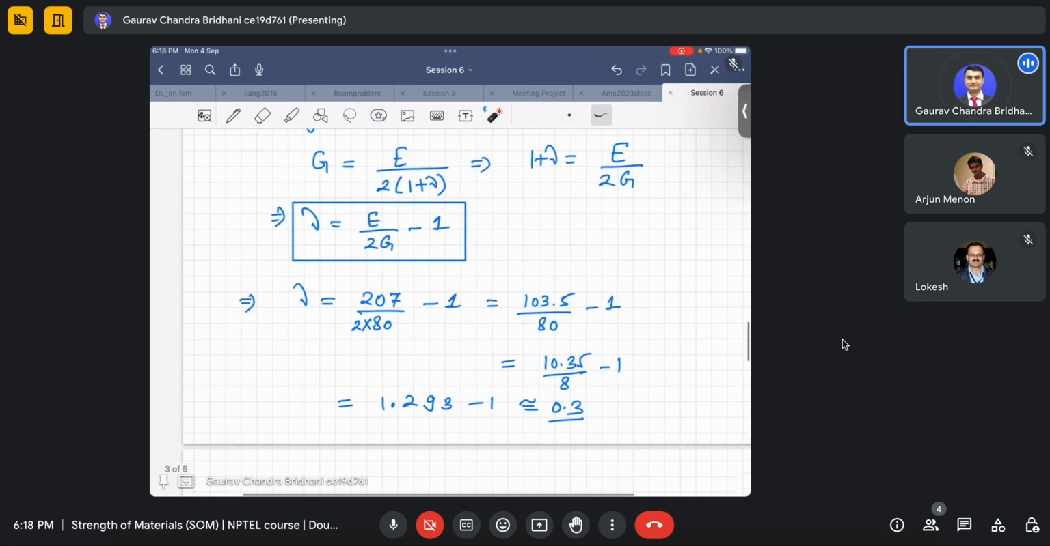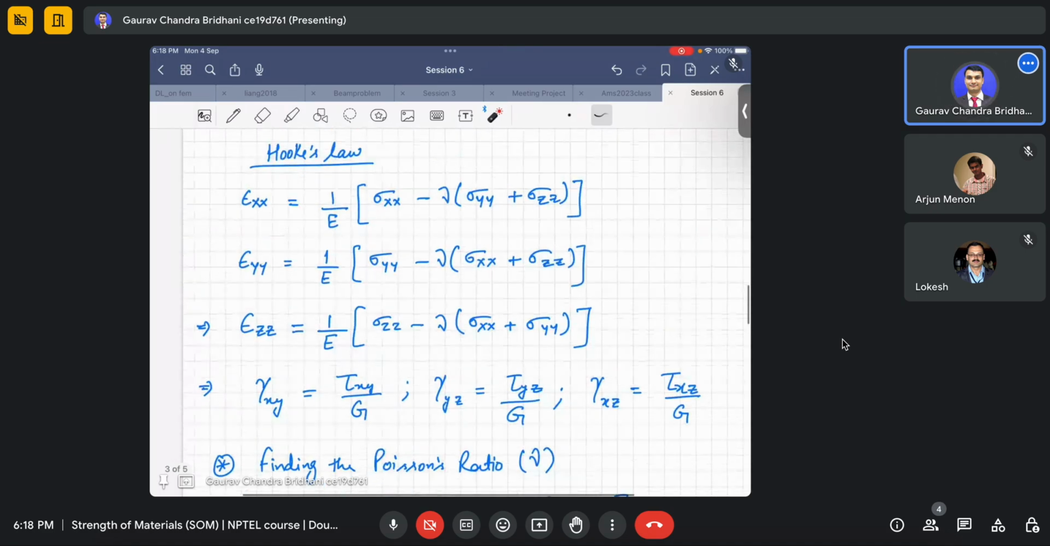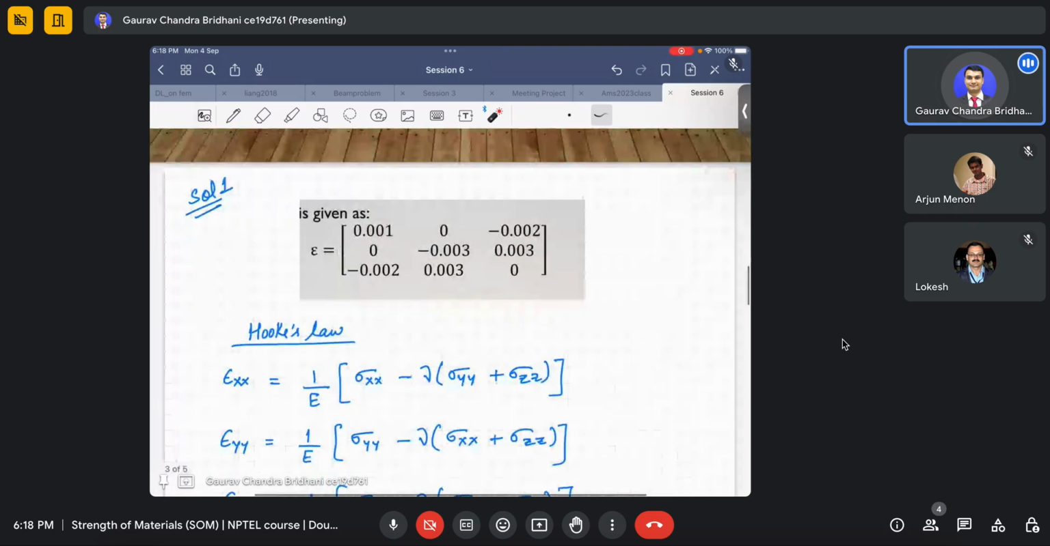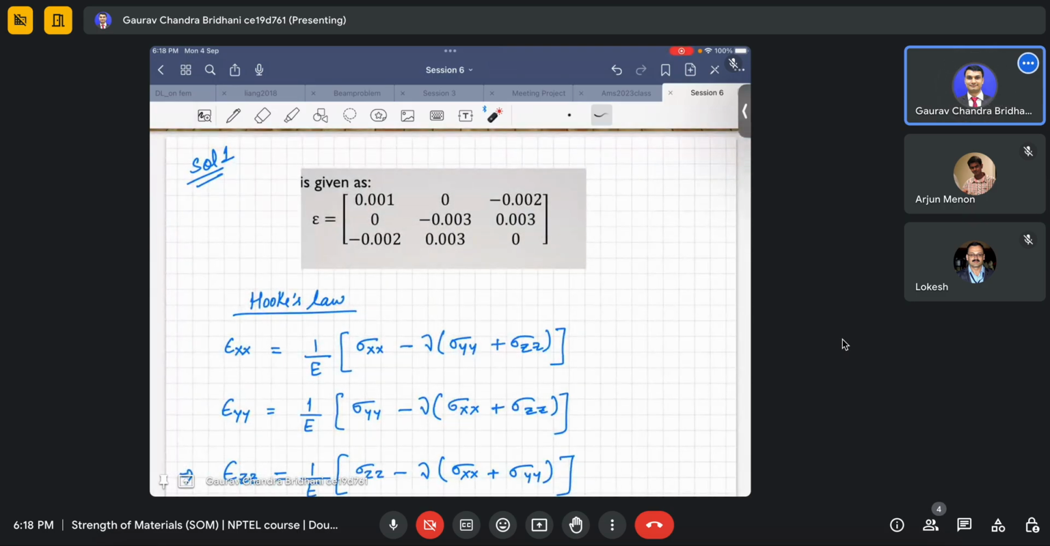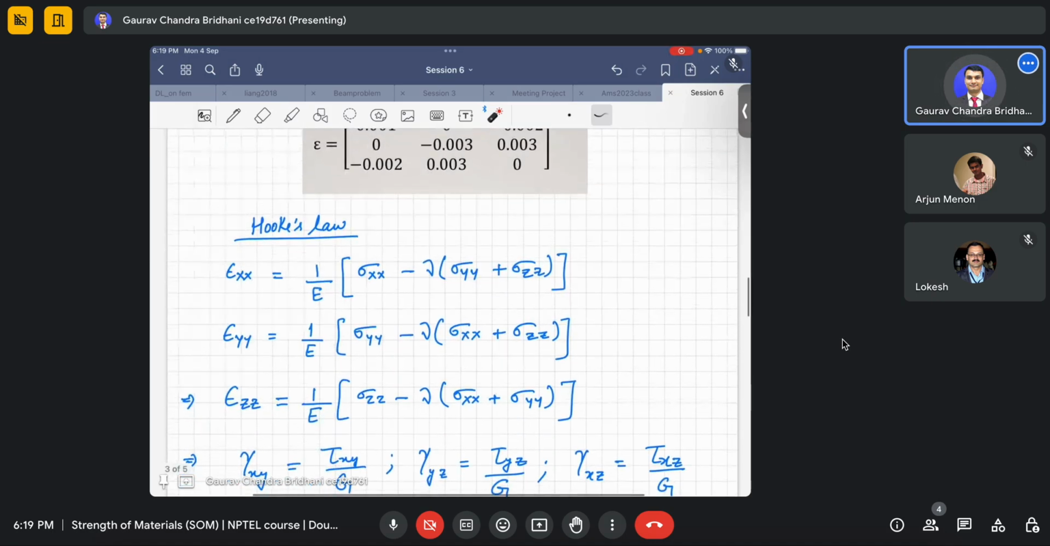Now we can find the normal strains. Now the thing is, in the question, strain is already given. That means we know the strains, but we need to find the corresponding stresses. So here we need to find the stresses. So let's try one by one.